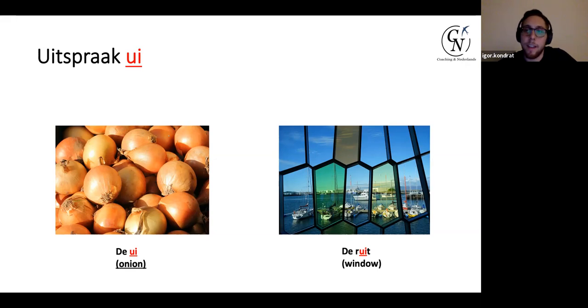You can say the ui is geel, or the ui is lekker. And the second one is the ruit, the window. De ruit. So you can say de ruit is kapot. Raam is more like the whole window, and the ruit is more the glass of the window. I didn't know how to write the description of this one, so I put like a window.